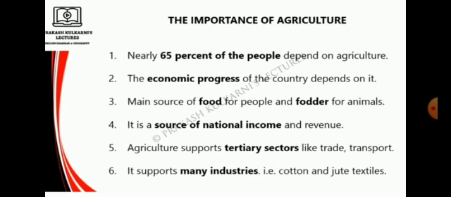Next, we want to learn the importance of agriculture. Nearly 65% of the people depend on agriculture. Second point, the economic progress of the country depends on it. Third point, main source of food for people and fodder for animals. Fourth point, it is a source of national income and revenue. Fifth point, agriculture supports tertiary sectors like trade and transport. Sixth point, it supports many industries, that is cotton and jute textiles.